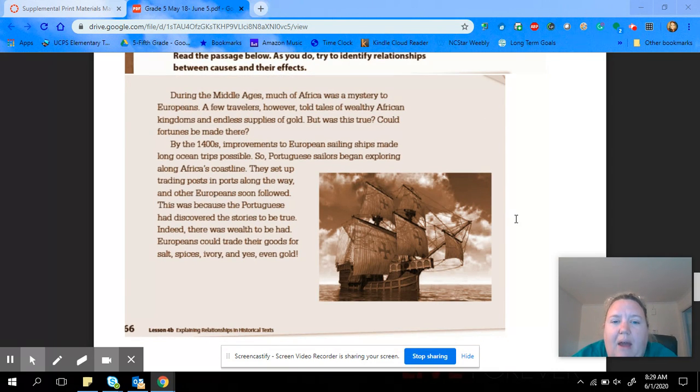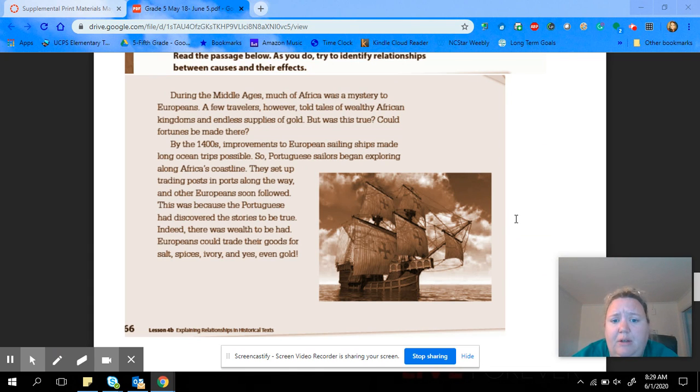During the Middle Ages, much of Africa was a mystery to Europeans. A few travelers, however, told tales of wealthy African kingdoms and endless supplies of gold. But was this true? Could fortunes be made there? By the 1400s, improvements to European sailing ships made long ocean trips possible. So Portuguese sailors began exploring along Africa's coastline. They set up trading posts in ports along the way, and other Europeans soon followed. This was because the Portuguese had discovered the stories to be true. Indeed, there was wealth to be had. Europeans could trade their goods for salt, spices, ivory, and yes, even gold.